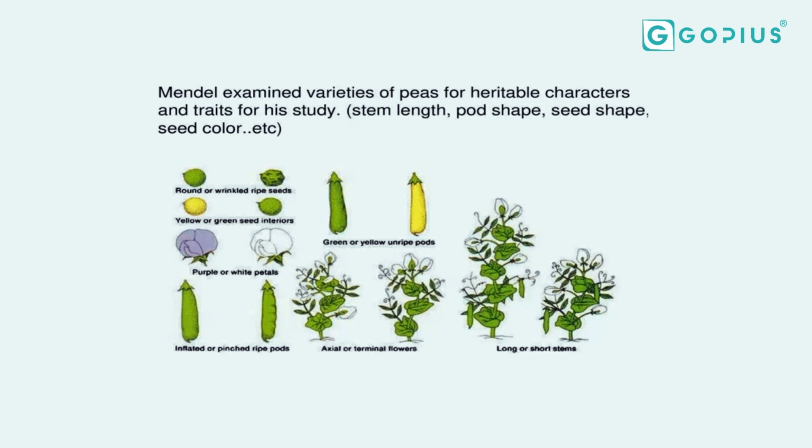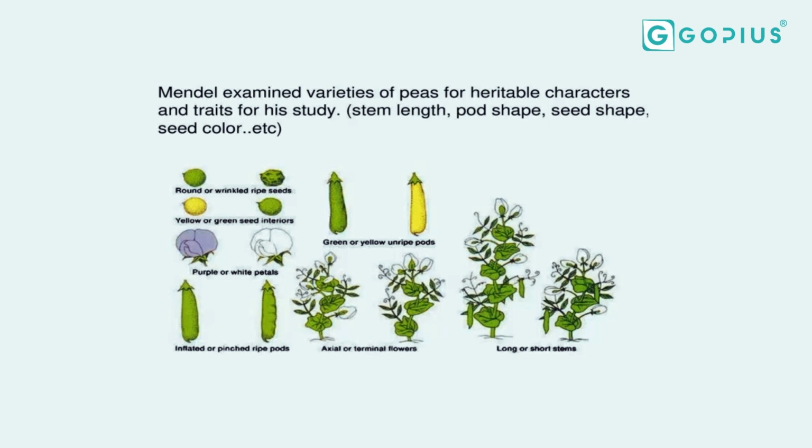Some seeds were yellow, some seeds were green. Some flowers were purple, some flowers were white. I'm talking in terms of the petals. Then some pods were inflated, whereas some pods were pinched. Then he had terminal and axial buds. That means some plants had terminal and axial flowers. Some of them had long and short stems. So those are the various characteristics that made Gregor Mendel choose them.